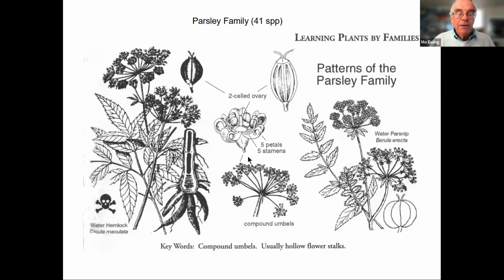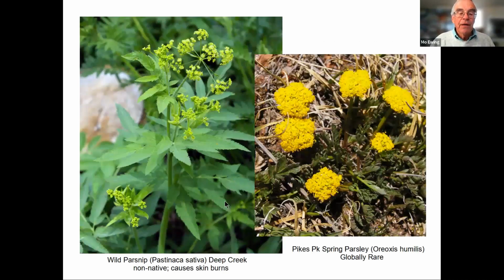Many of the species in this family are poisonous, but it's a neat one because it's pretty easy to see. This one here is wild parsnip, Pastinaca sativa. It's a non-native, and don't touch it because the sap causes skin burns. But you can see very clearly here the compound umbel. One umbel comes out of the top of that stem, and then there's another umbel that occurs here, and then the flowers are on that double umbel.